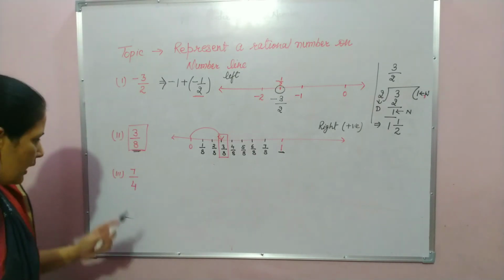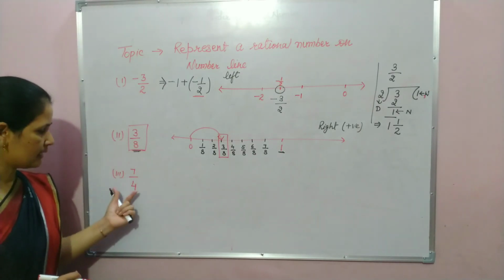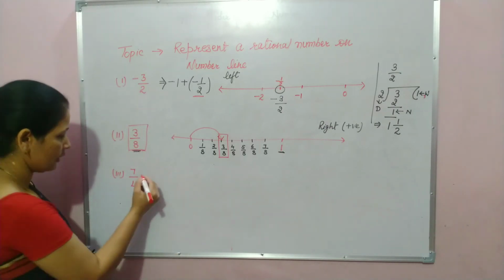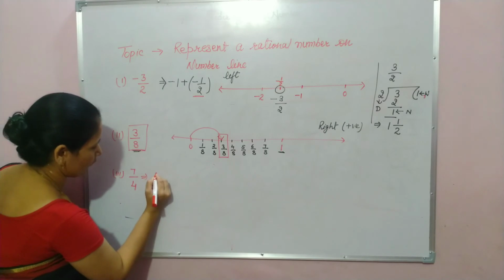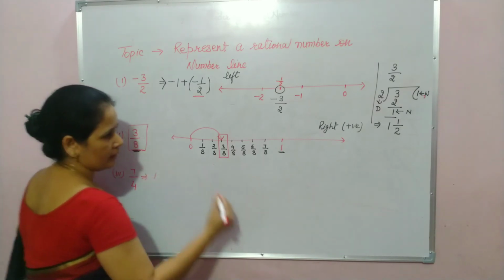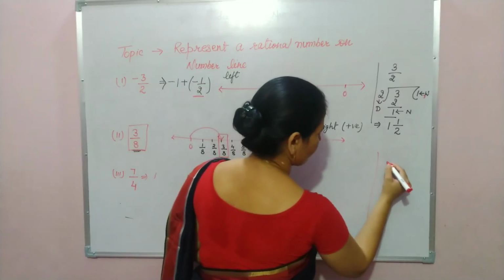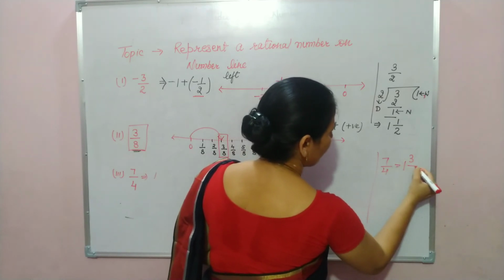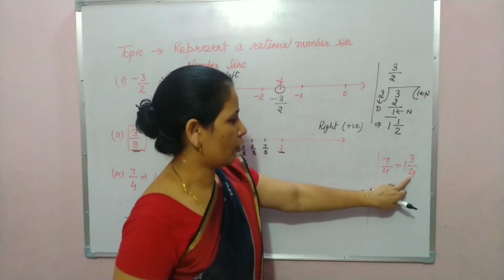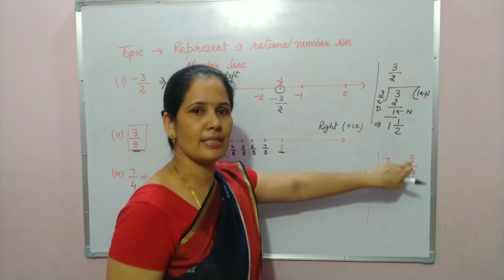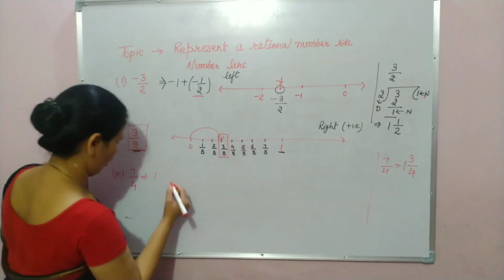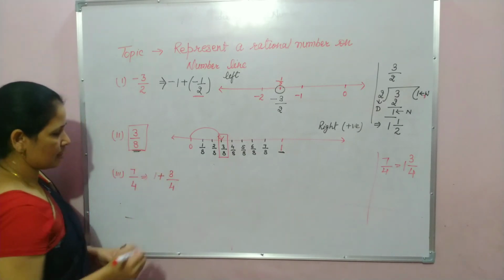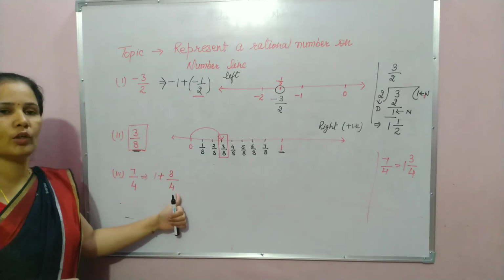Okay students, now take one more example. 7 by 4. Again, 7 by 4 is an improper fraction. If we convert this one, we get 1 and 3 by 4. How? 4 into 1 is 4, 4 plus 3 is 7, so 7 by 4. Now we represent 1 plus 3 by 4. That means we represent this number after 1.